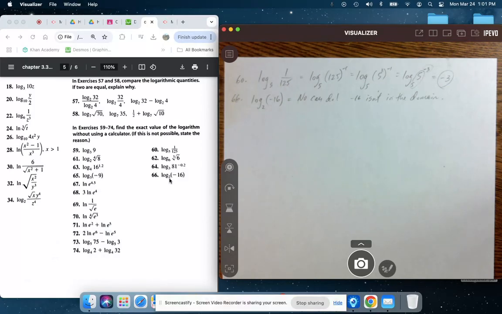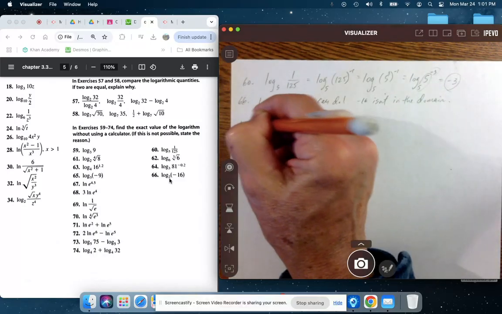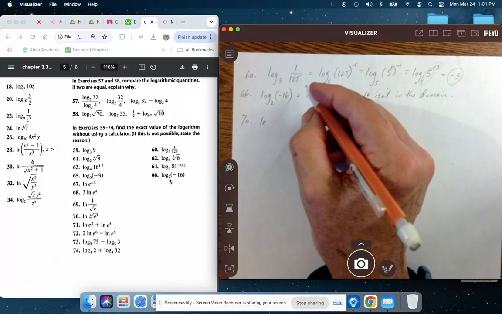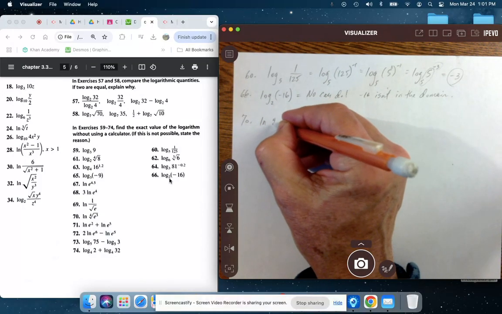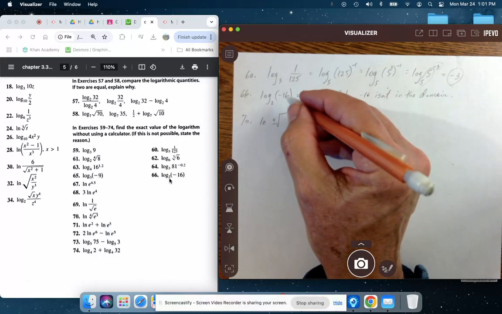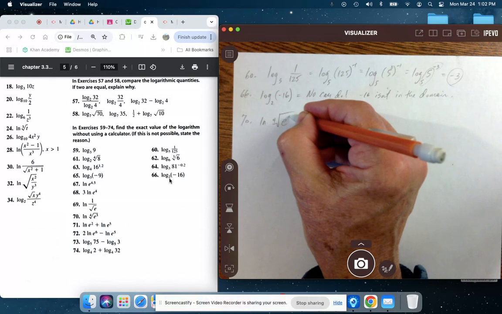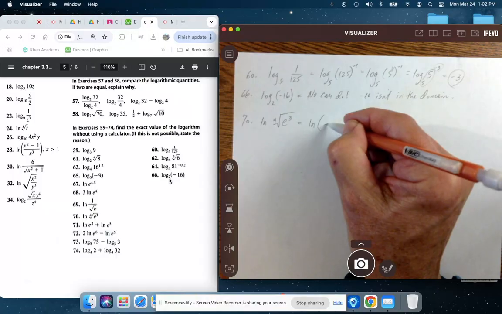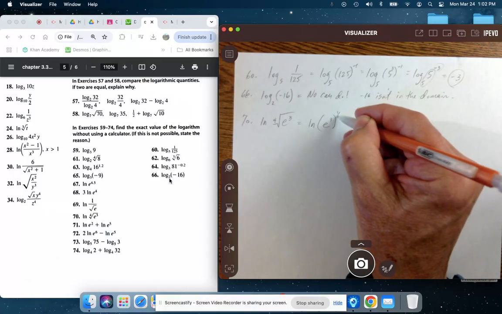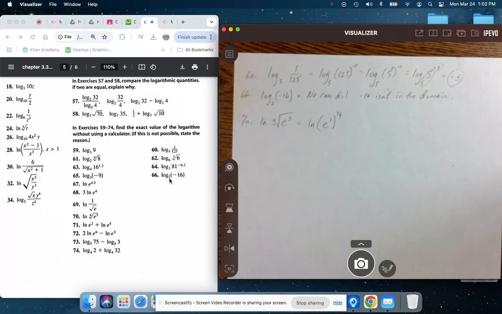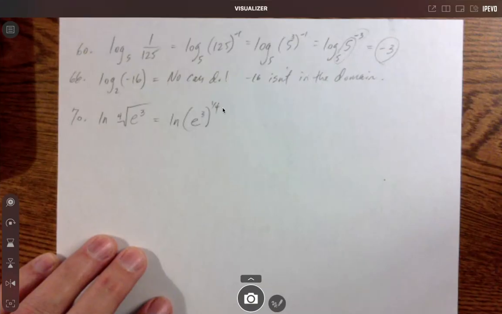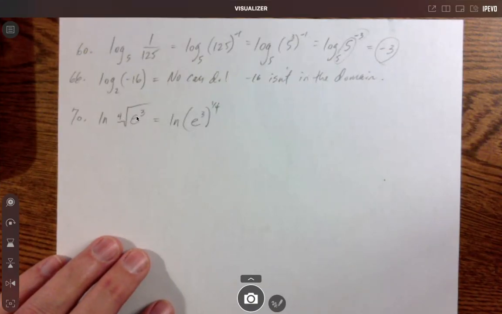So let's try another one. 60, let's do 70. For problem 70, we have natural log of the 4th root of e to the 3rd. All right, so I'm going to rewrite this as natural log of e to the 3rd raised to the 1/4 power, because that is a 4th root, which is the same as 1/4 power.